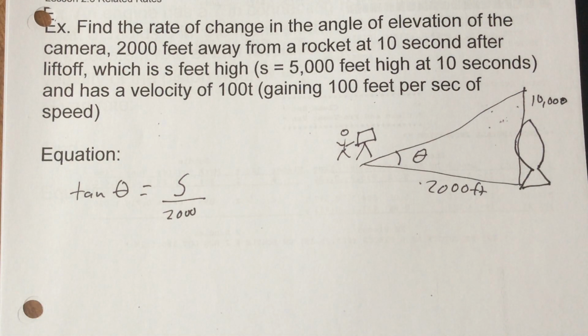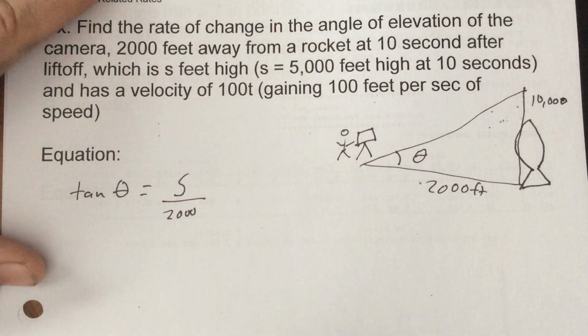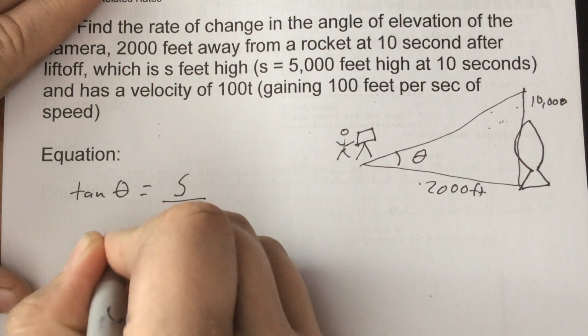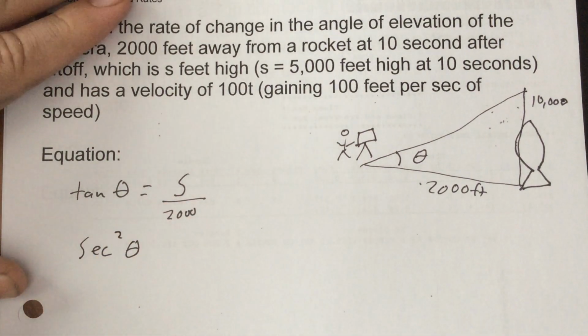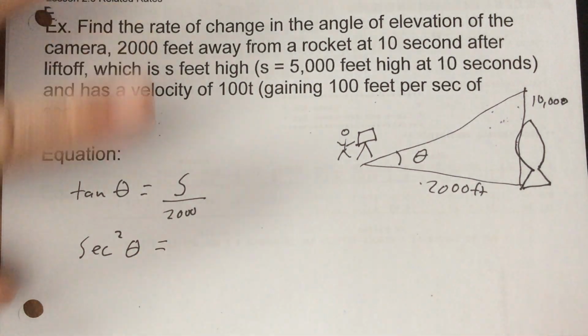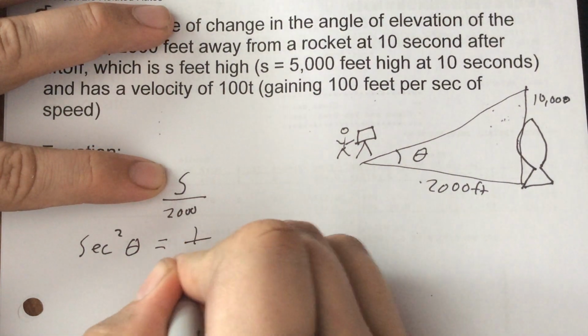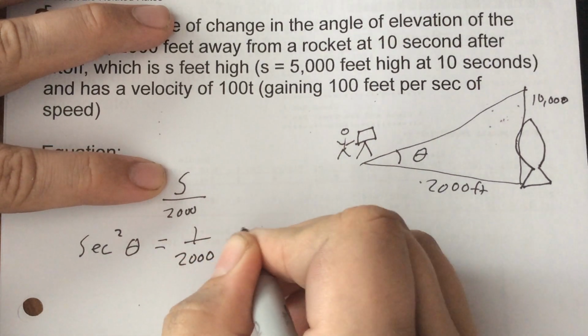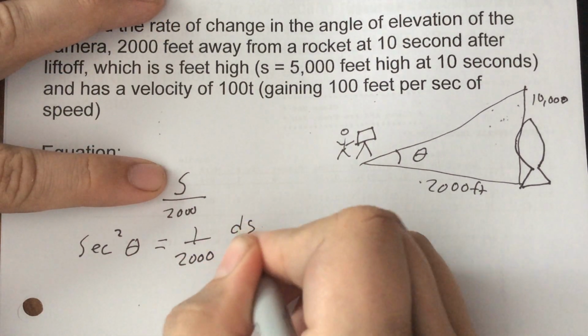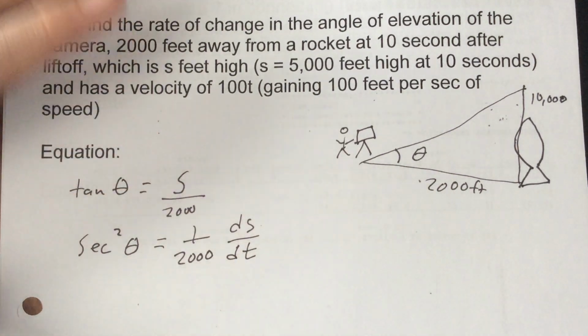So, derivative of this, well, derivative of tangent is actually secant squared of theta. The other side, the only variable we have is S, which is going to go to a 1. So 1 over our 2,000. But because that was an S, we need a ds over dt.